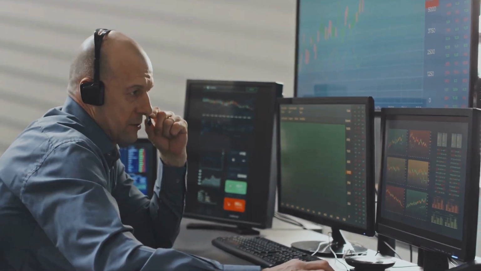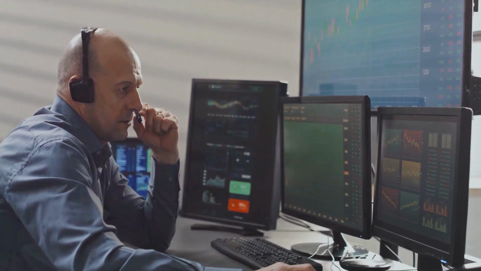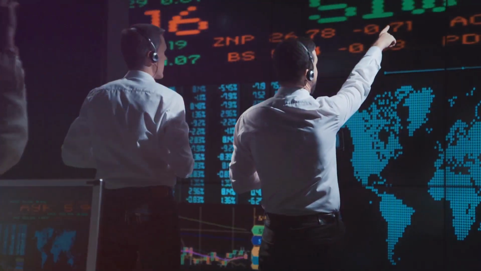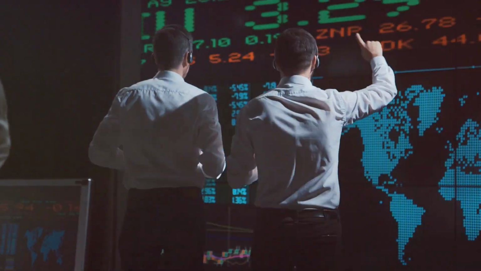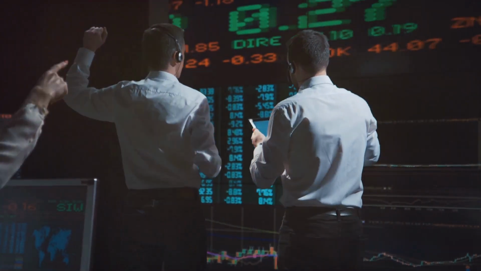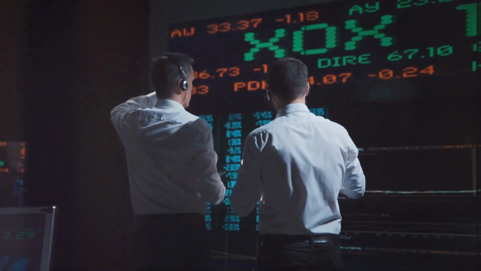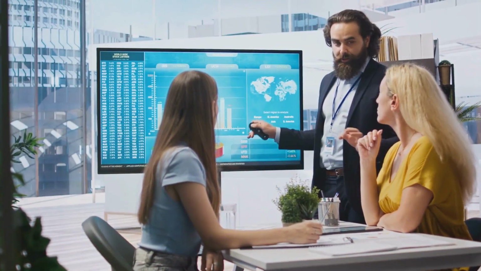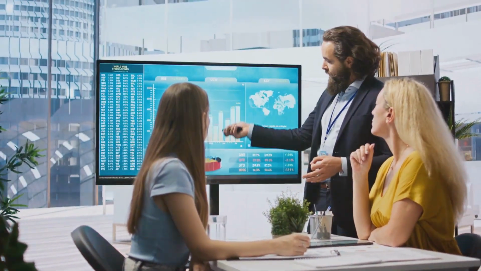Section 10. Building a disciplined trading approach. Success in the stock market is not just about finding the right indicators or strategies. It's about developing a disciplined and consistent approach to trading. This involves setting clear goals, managing your risk effectively, and controlling your emotions.